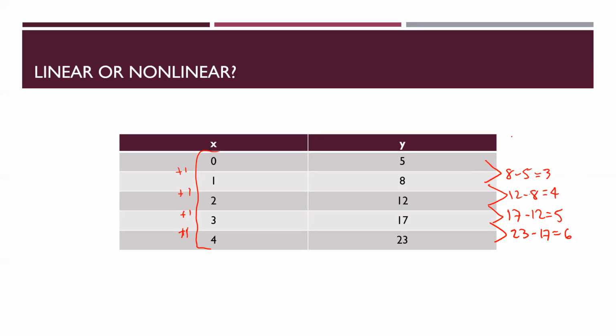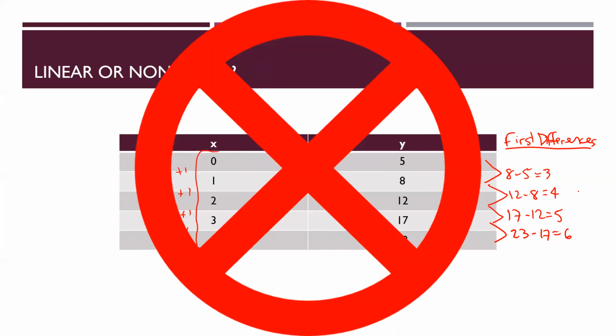So what do I notice? Here are my first differences. Are they the same? No, they're not the same, right? So if the first differences are not the same, then it's pretty clear that it's not going to be linear, right? It has to meet that condition. So the first differences should have been the same in that case.